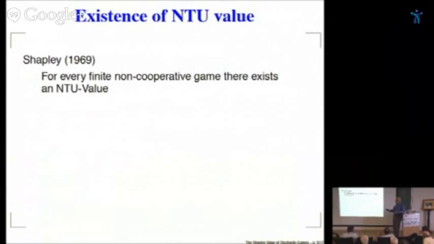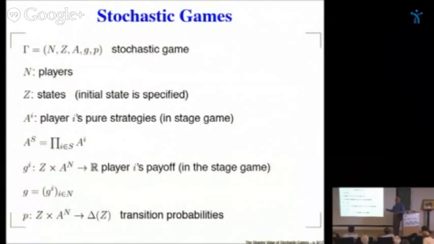Okay, so this is Shapley's theorem from 1969. Okay, now we go to stochastic games. So stochastic games have been mentioned several times already, but I will repeat. So there's a set of players. There are states. So in this setup, everything is finite. The number of players is finite. There's finitely many states.